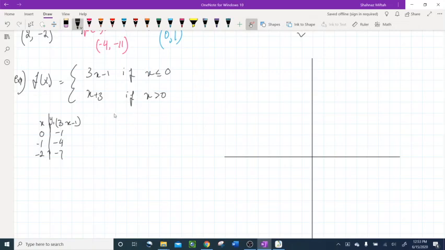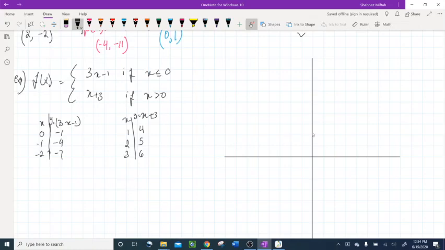Okay, now let's do the other one. I'm going to make a table again. In this case, I have y equal to x plus 3, and I have to pick numbers greater than 0. So I'm going to pick 1, 2, and 3. Plug in 1: 1 plus 3 gives me 4. 2 plus 3 gives me 5. 3 plus 3 gives me 6. There you go, so I got the tables done.